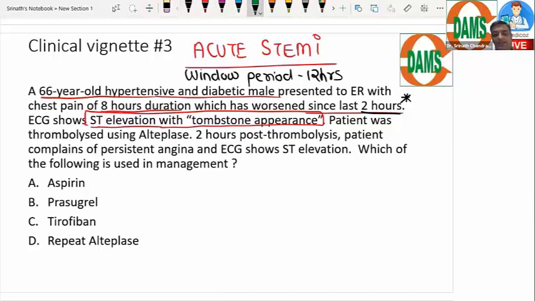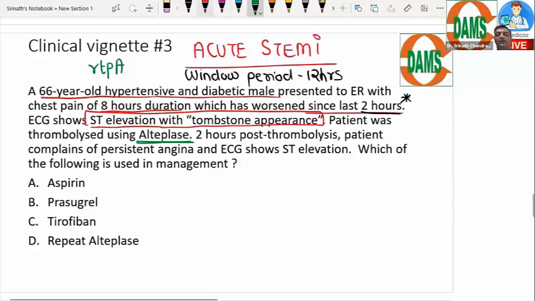In thrombolysis, the most preferred drug is alteplase, recombinant tPA. Recombinant tPA is the most preferred drug. Recombinant tissue plasminogen activator.